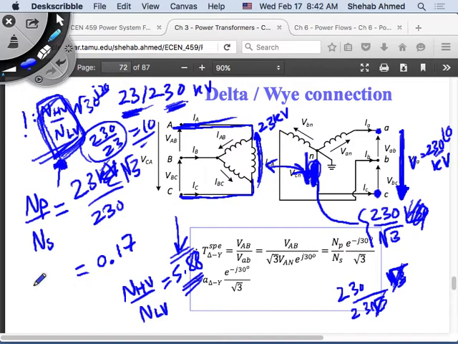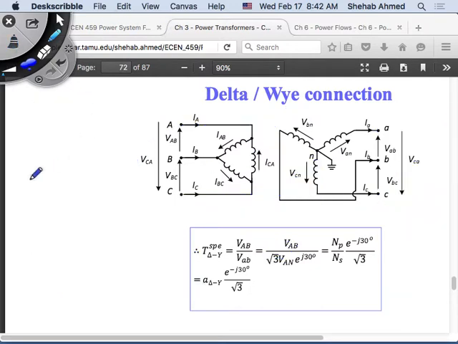No, the turns ratio is N high voltage or N primary over N secondary. Okay. This is the turns ratio. The fictitious turns ratio of the equivalent single-phase transformer is 1 to N high voltage over N low voltage times square root of 3 e to the j30. There's no transformer that has this turns ratio. You cannot phase shift by using two single-phase windings. Two single-phase windings will produce what?